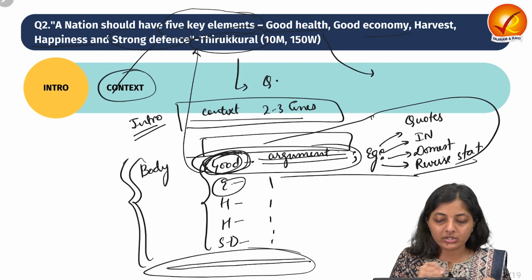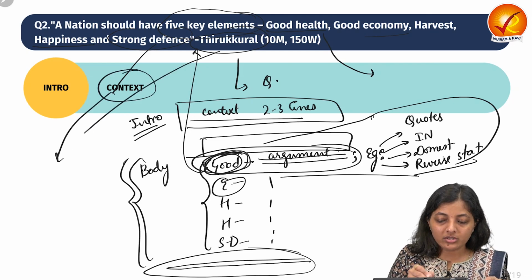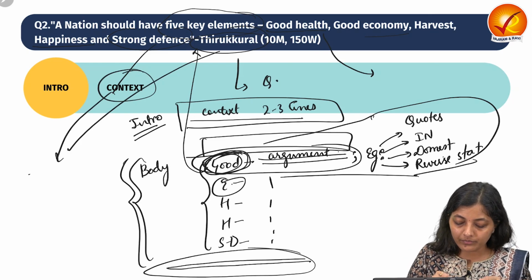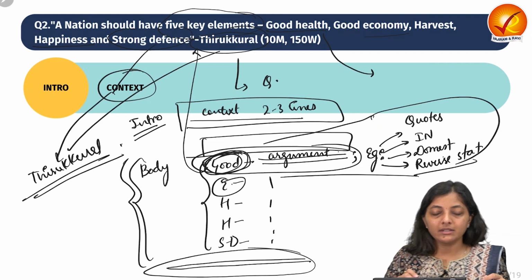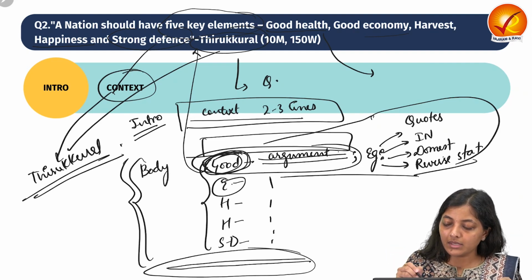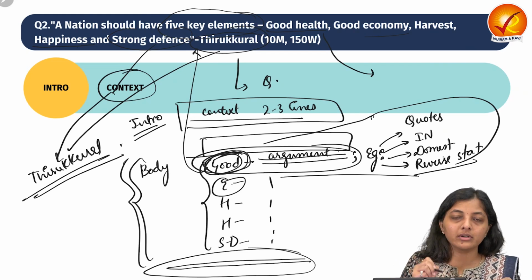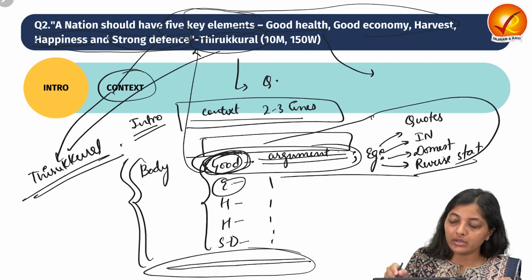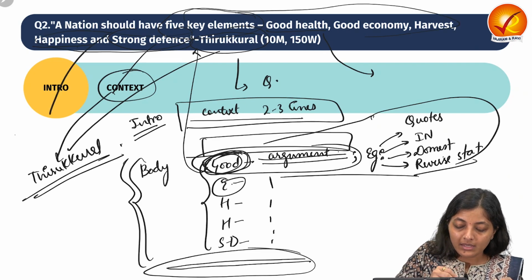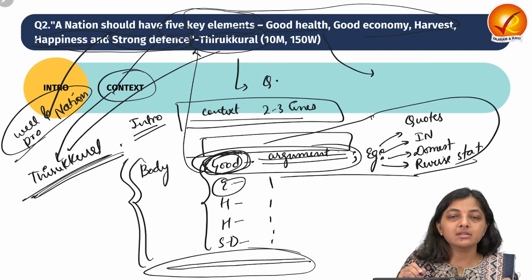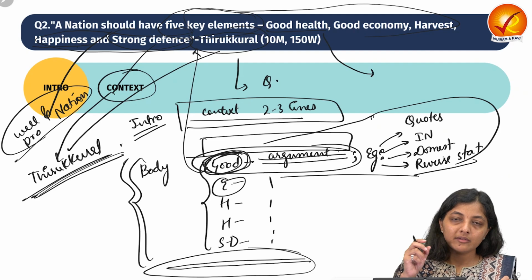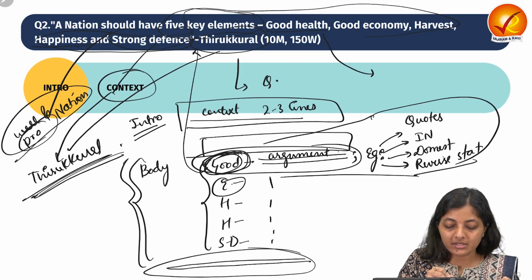So in this particular question, this is a quotation based question and this is the quote from Thirukural. So you can write that the quotation is telling some prerequisites like good health, good economy, harvest, happiness, and strong defense, which are required, means the prerequisites for the well-being and the prosperous nation. These are some conditions for the ideal nation, for the well-being of the nation.